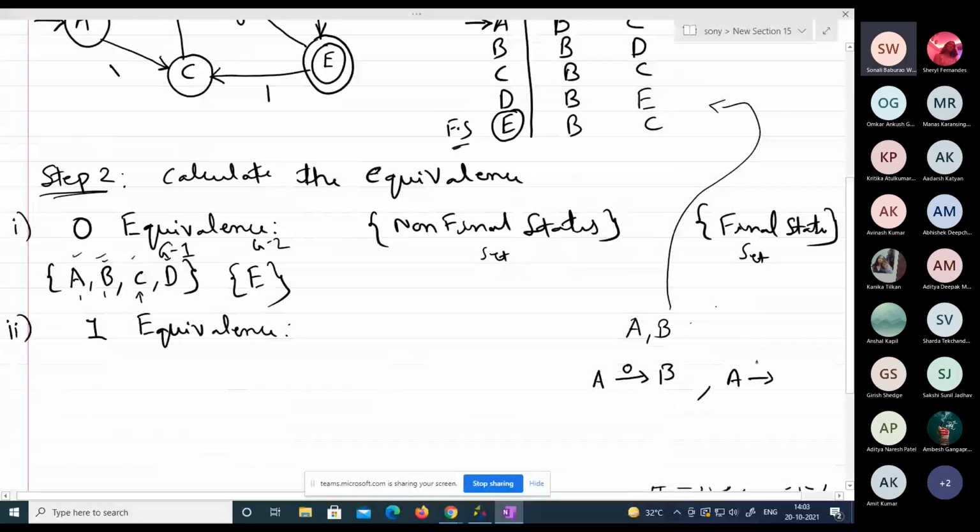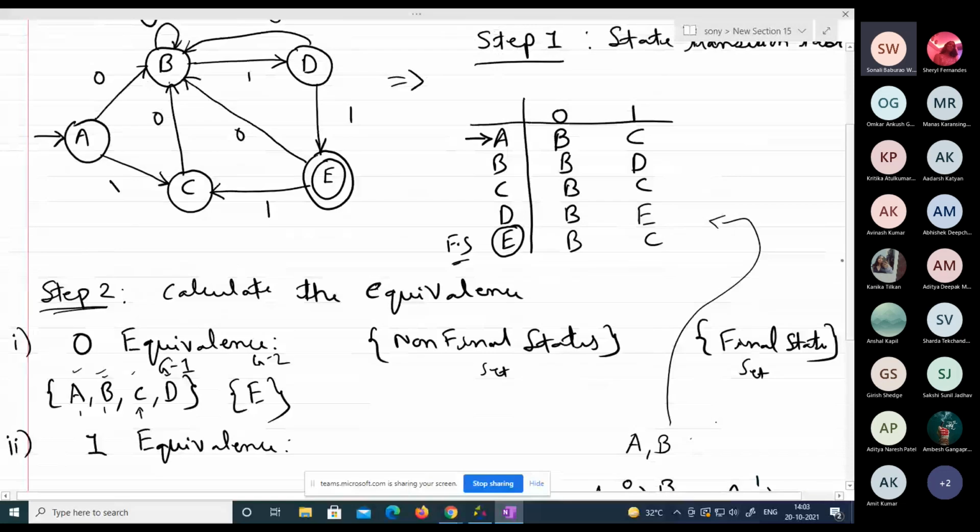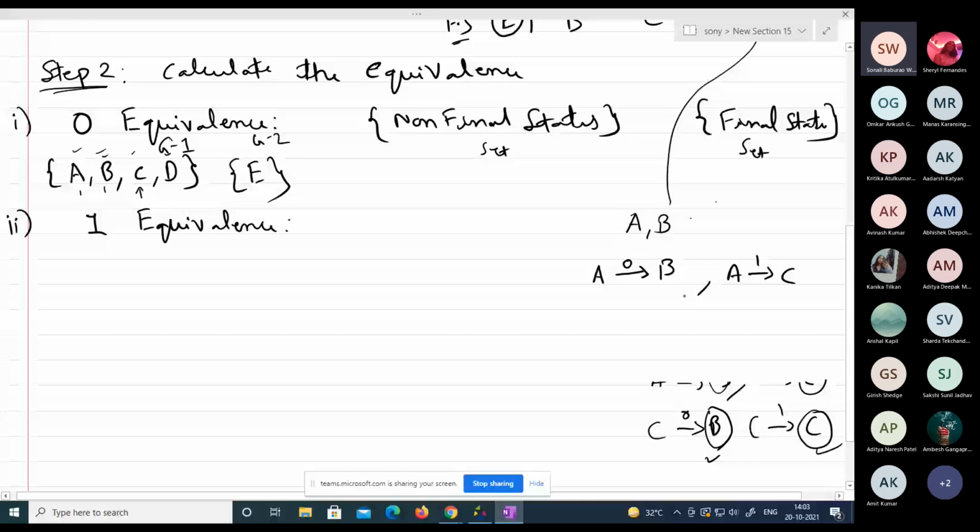So my first state is done. I have written all the values of A, whether it is for 0 or for 1. Now similarly, I have to show the values for B also. B on 0 will give me what, and B on 1 will give me what. B on 0 is giving me B, and B on 1 is giving me D. This is what we are getting.